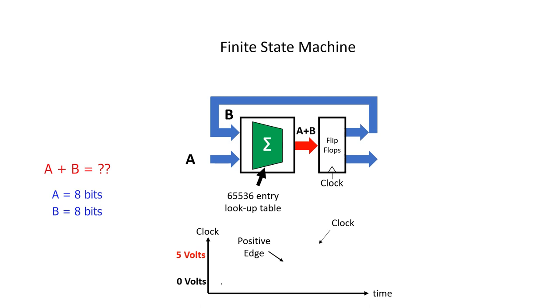The value of A is presented on the W bus, but the value of B is stored in our state variable. The last few remaining bits of the state tell us to use this lookup table. And the lookup table's big. It's got 64,000 entries. Then finally, on the next positive edge of clock, this gets presented at the output.